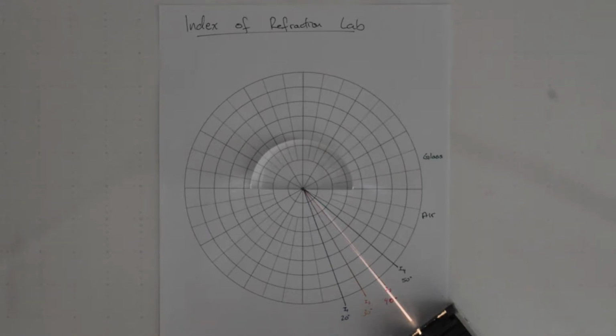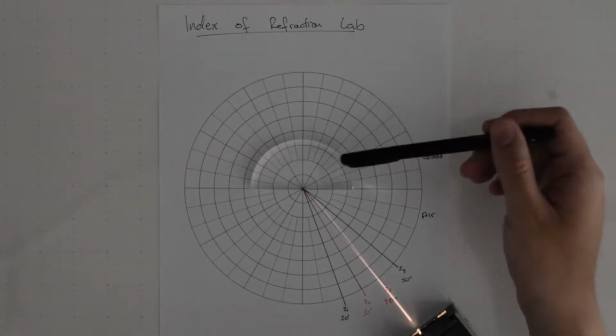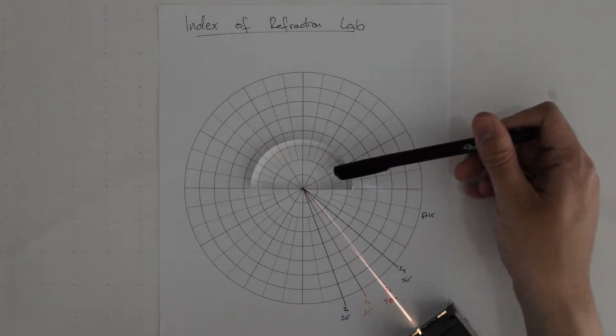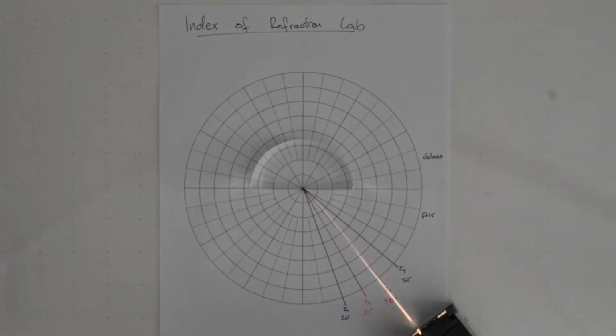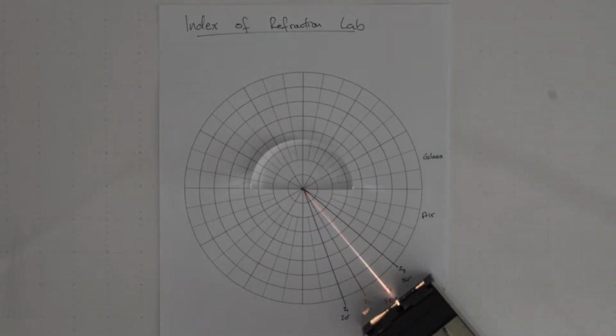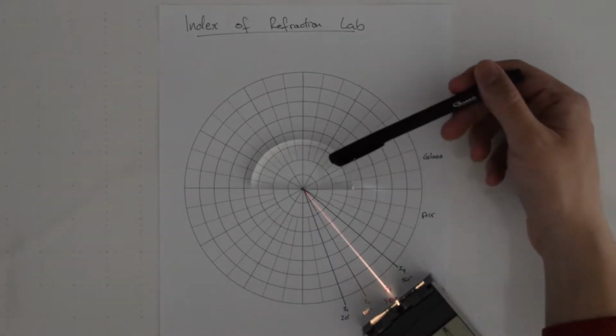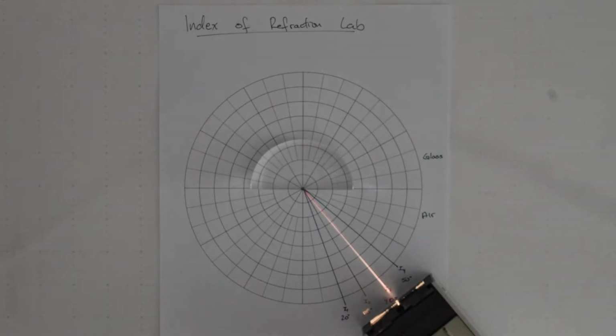Going to take a look here at the index of refraction, meaning how light bends based on what materials it's traveling through. Up here at the top I have a semicircle that's a piece of glass, and we're going to shine our light at different angles, starting at 20 and going to 50, and see what happens as the light passes through the air, then hits the glass and bends at a different angle.